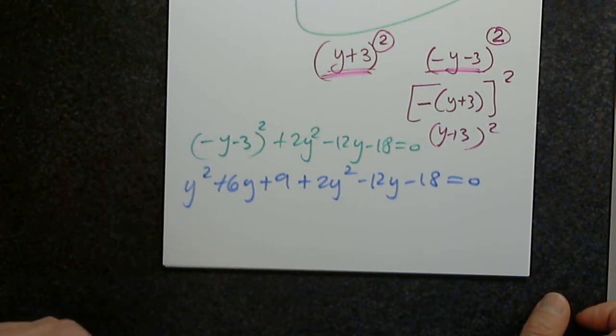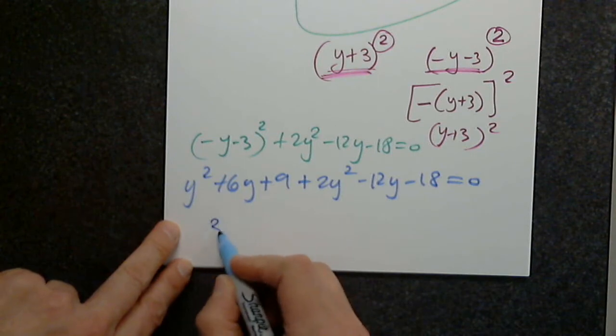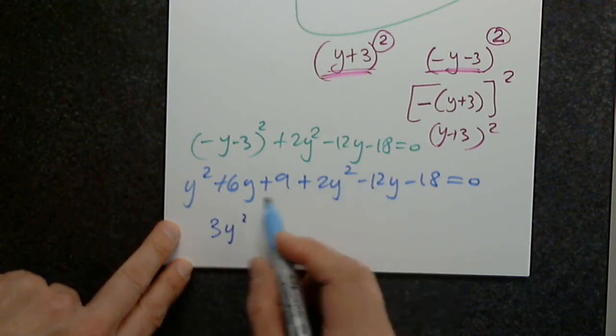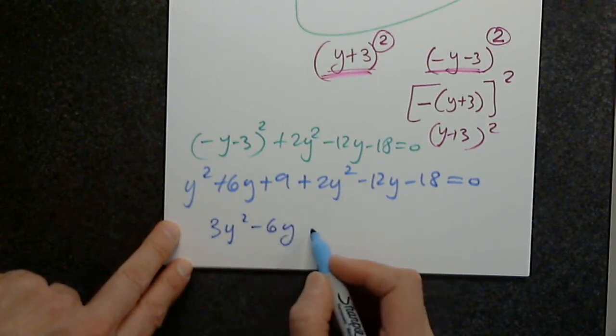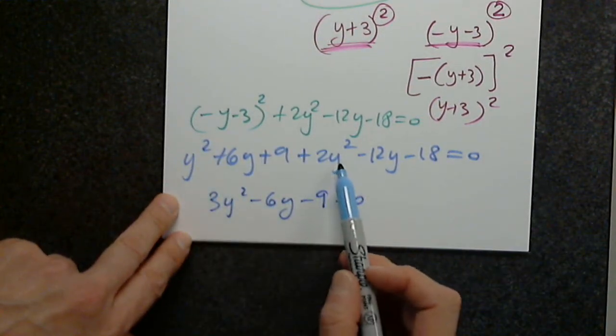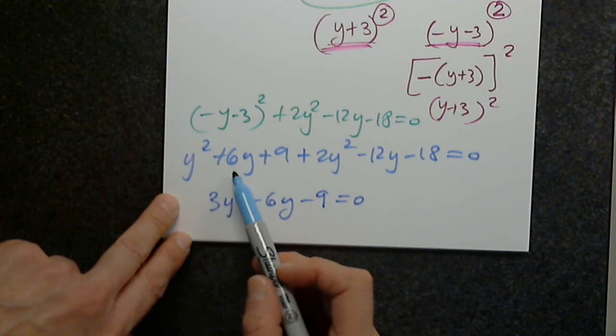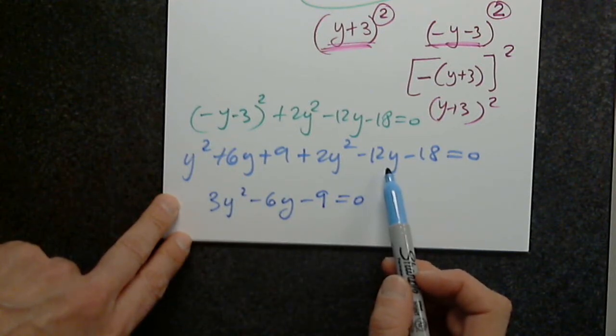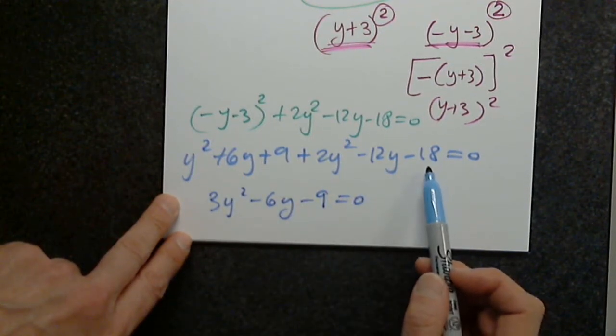Okay, so then we have 3y squared, and then we have minus 6y, and then we have minus 9 equals 0. So y squared with 2y squared, 6y with negative 12y, and 9 minus 18.